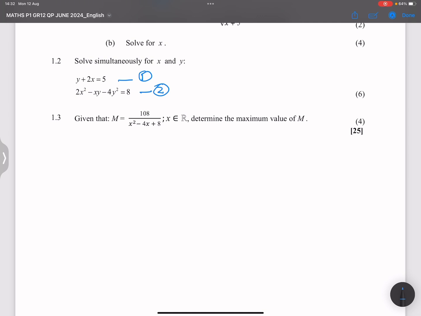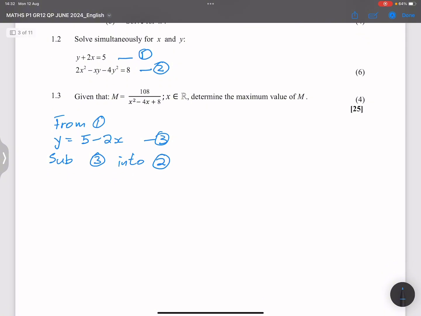Now, in this case, from equation 1, we're going to make y the subject of the formula. That will be equal to 5 minus 2x. You can call this equation 3 if you want to. And we are simply going to substitute equation 3 into, please note you can't substitute it back into equation 1, but we can substitute it into equation 2. So everywhere I see y in that equation, I am going to put 5 minus 2x. Now let's try and do that.